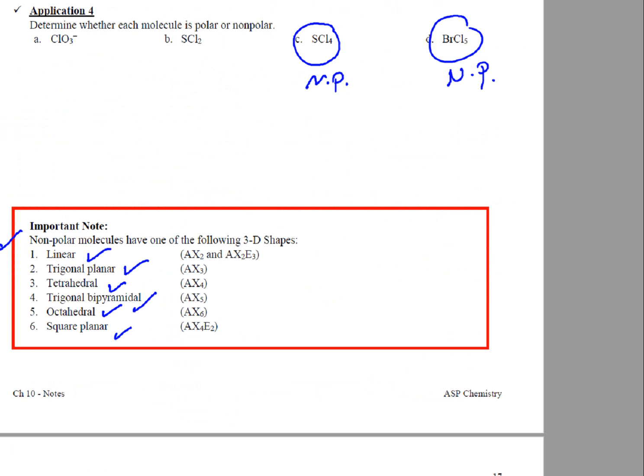SCl2, so it's of the type AX2? No, it is not of that type because S is in group 6. It has 6 electron outer shell. It shares 2 electrons with Cl and it has 2 lone pair. So it's of the type AX2E2. This molecule should be polar because it's bent.